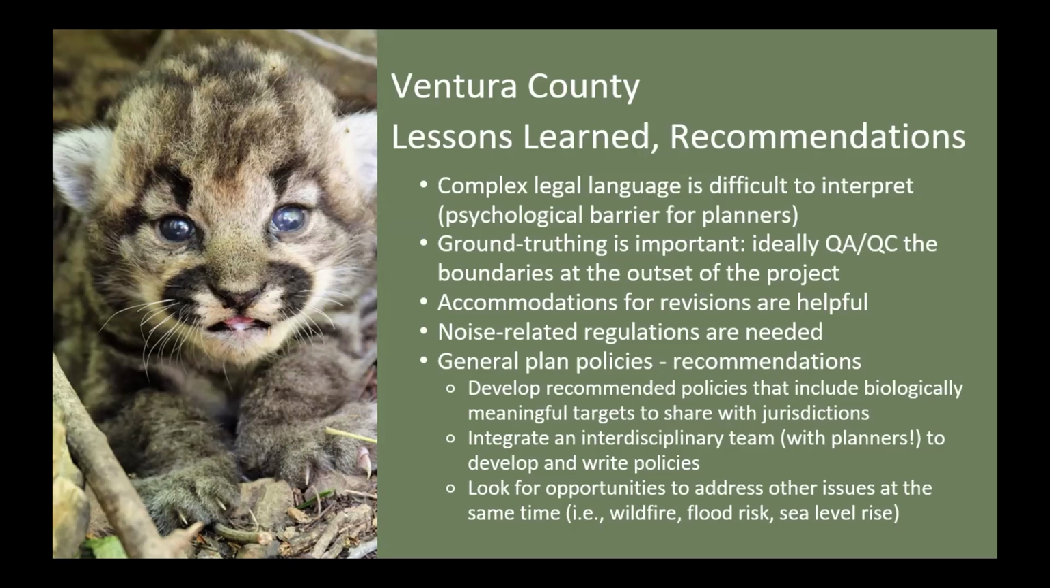And when it comes to general plan policies, some of the recommendations they had were to develop recommended policies that include biologically meaningful targets to share with jurisdictions so they can use them as guidelines or a sort of template. They also encourage integrating an interdisciplinary team, which includes planners, to develop and write the policies. And they also suggest looking for opportunities to address other issues at the same time, like wildfire risk, flood risk, and sea level rise.